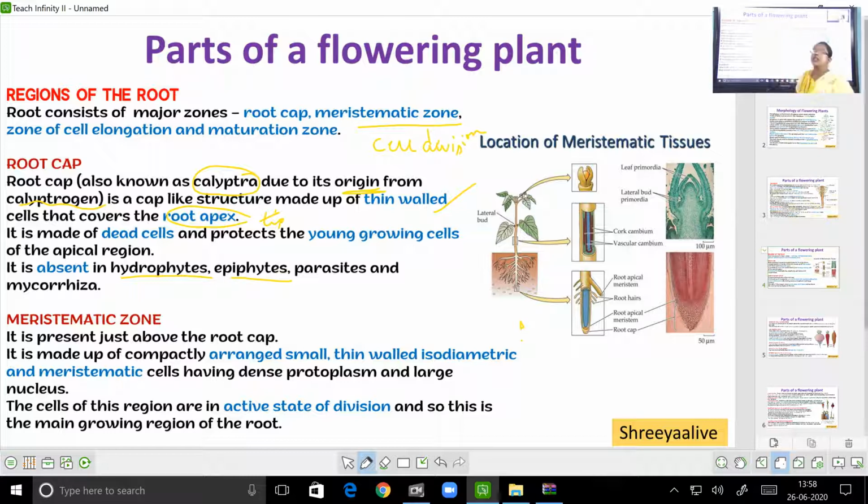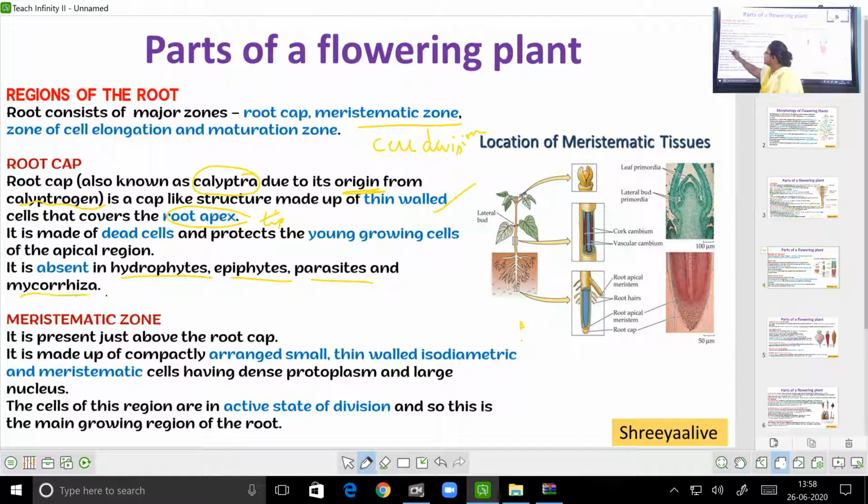Epiphytes, the plants which grow on the surface of another plant but do not draw their nutrition from it, are called epiphytes. Parasites, again, are plants which always grow on the surface of another plant, but they draw nutrition and water from the host plant.